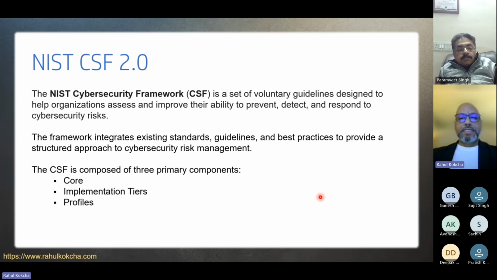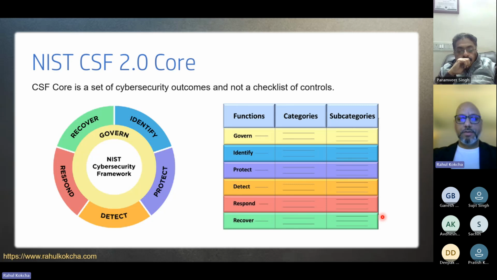So this CSF framework also integrates with ISO 27001, NIST 800-53, and many other standards which are available in the market. This CSF has three major components, which are defined as the core, implementation tiers, and profiles. The core is nothing but the structure of this framework. It has six functions: govern, identify, protect, detect, respond, and recover.